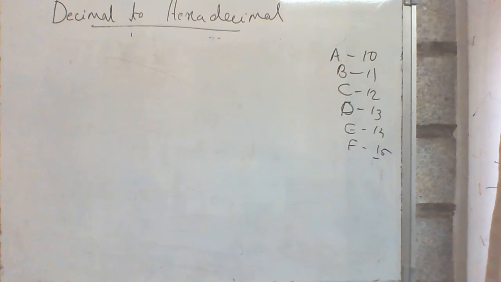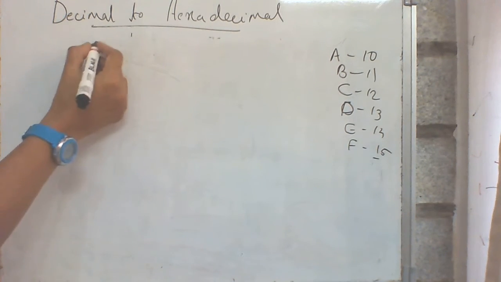For converting decimal to hexadecimal, divide the number by 16 and repeat the division till the number becomes 0. The first remainder will be the LSB and the last remainder will be the MSB. You can consider one example.